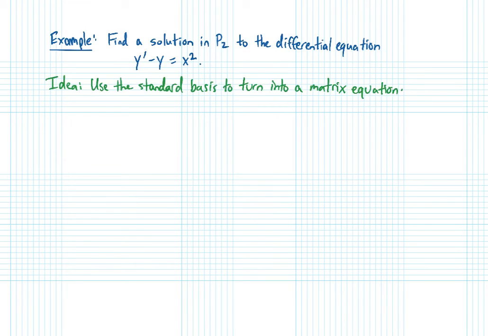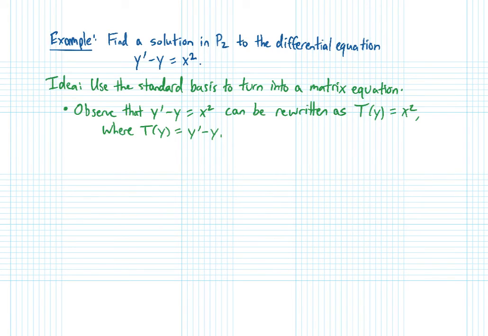And so the idea of how we'll solve this is that we'll use the standard basis to turn the differential equation into a matrix equation. So the first thing is to observe that this differential equation can be rewritten as a linear equation, T of y equals x squared, where T of y is y prime minus y. That's a linear transformation. So then the next thing that we'll do is we'll find the matrix for T with respect to the standard basis. And so that's going through the steps that are similar to what we did in the previous slide. But I'll do it a little bit quicker this time.